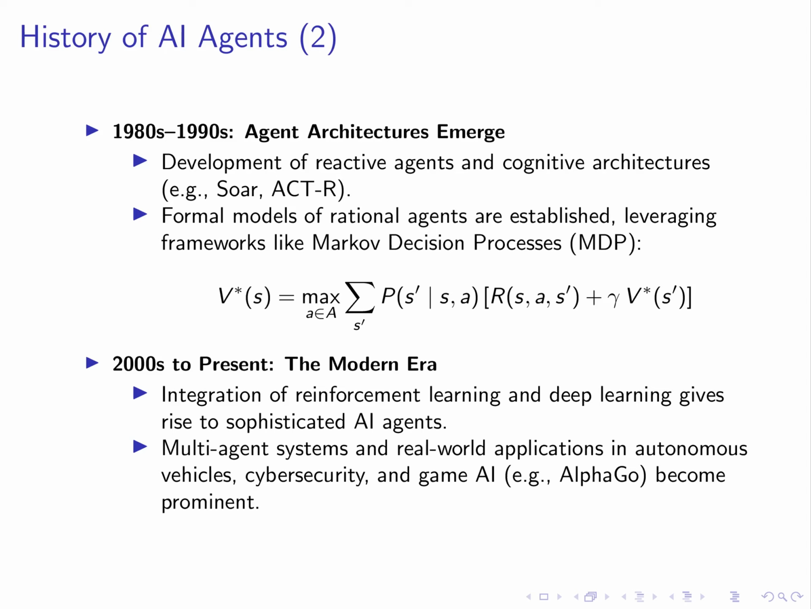Then, moving into the 2000s and today, the modern era, advances in reinforcement learning and deep learning have dramatically enhanced the capabilities of AI agents, leading to their integration into multi-agent systems and applications ranging from autonomous vehicles to cybersecurity and even game AI, as exemplified by systems like AlphaGo.